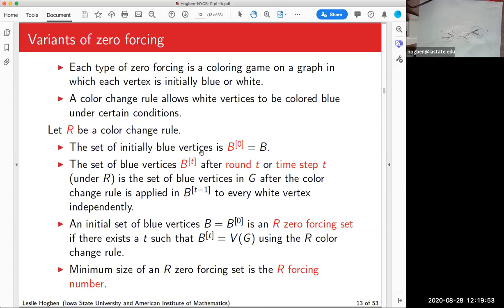And we proceed as we did with standard zero forcing. We define B0 to be the set of initially blue vertices. The set of blue vertices B[t] after round t under this color change rule R is the set of blue vertices after we apply the color change rule independently, starting with B[t-1] as the set of blue vertices. And we say it's an R forcing set if there is a t such that we eventually color all the vertices, and the minimum size of an R forcing set is the R forcing number.